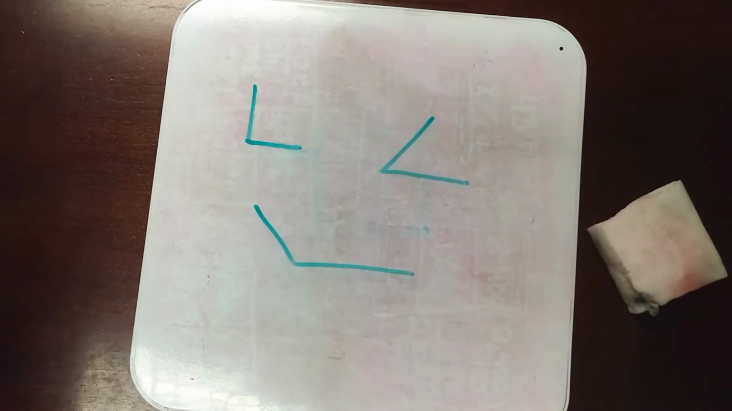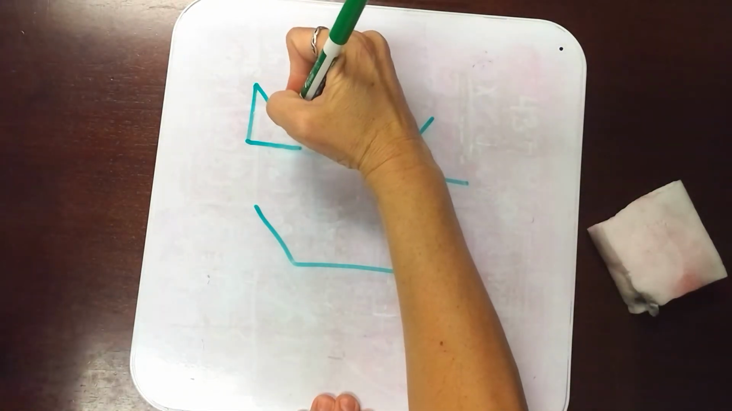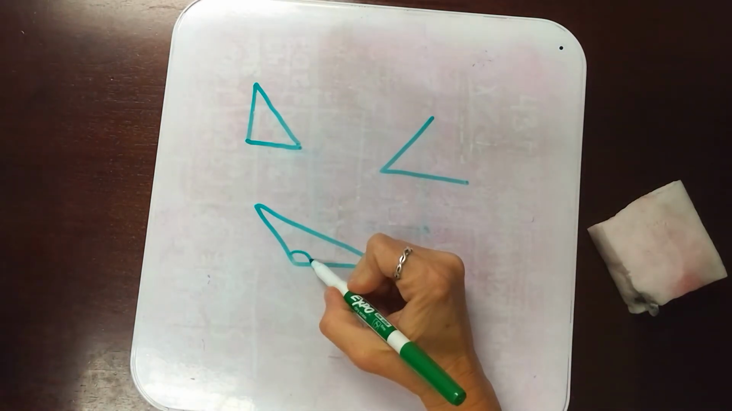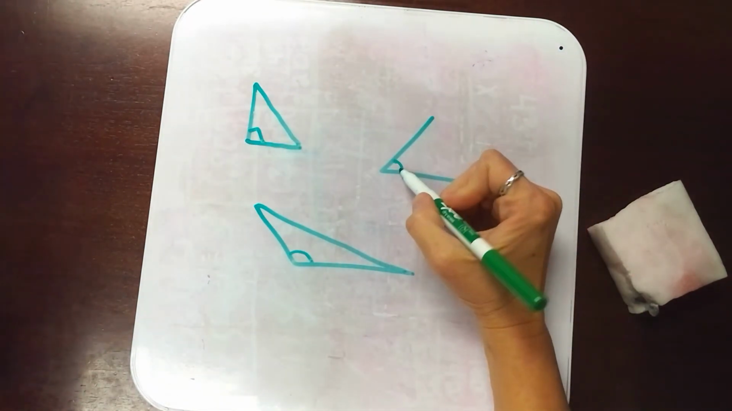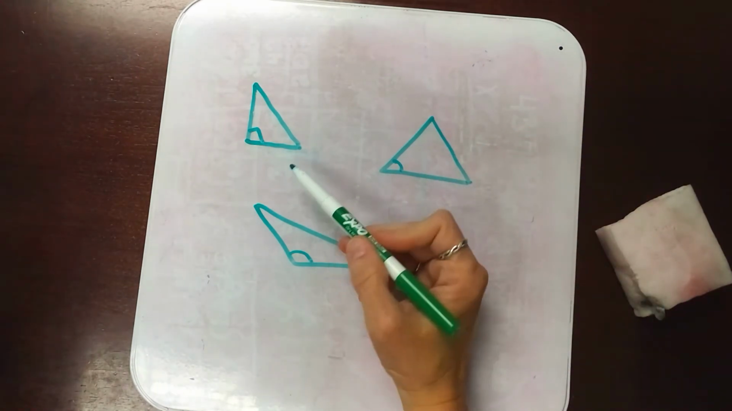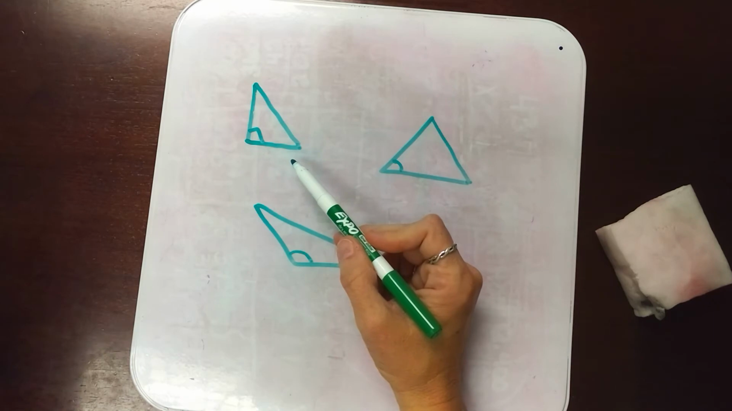Okay. They can also do that with triangles, measuring obtuse, right, and acute triangles. They can look at the different triangles and determine that, remember, a triangle is named by its largest angle, that these are all, this is an acute triangle, obtuse triangle, and a right triangle.